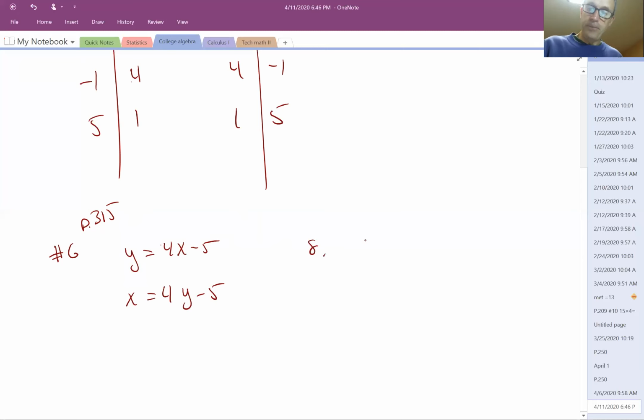Number 8, y equals 3x squared minus 5x plus 9. Switch them around. So it's x equals 3y squared minus 5y plus 9. That's it. That's all they're looking for.